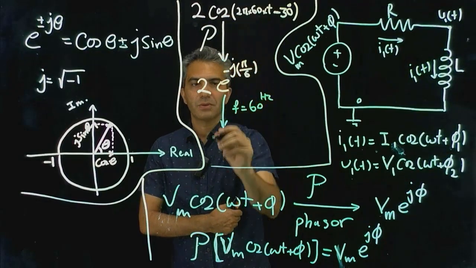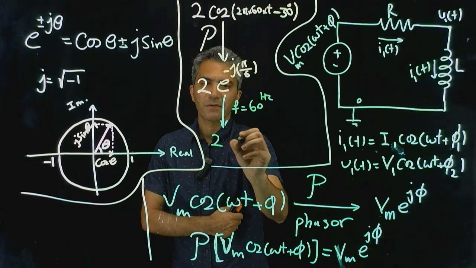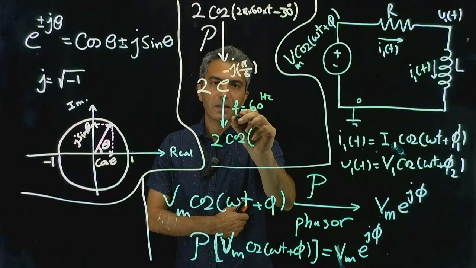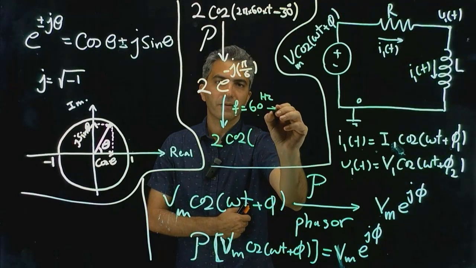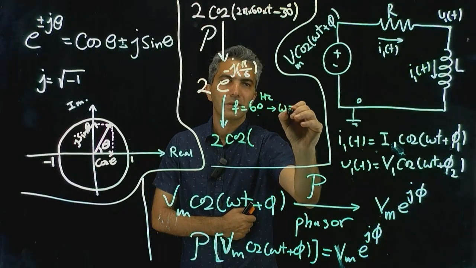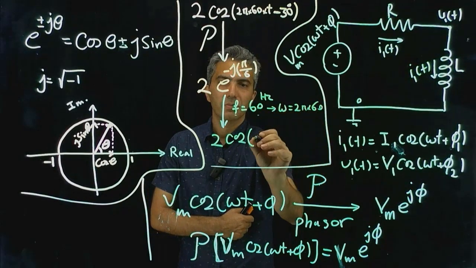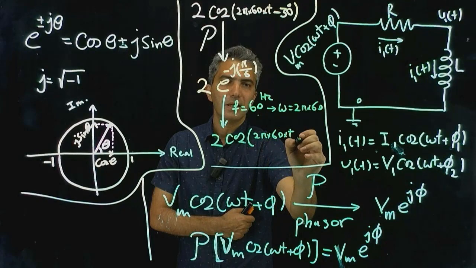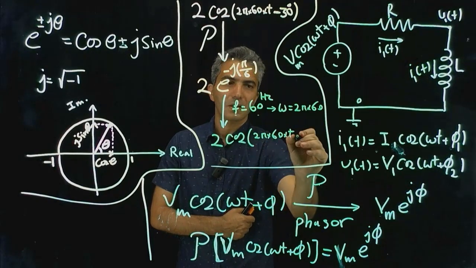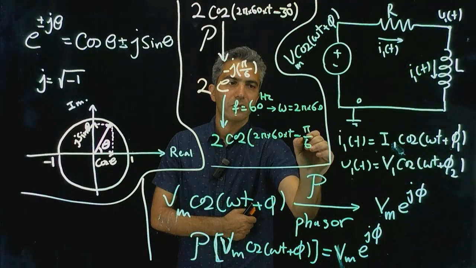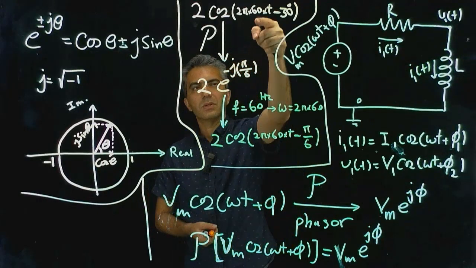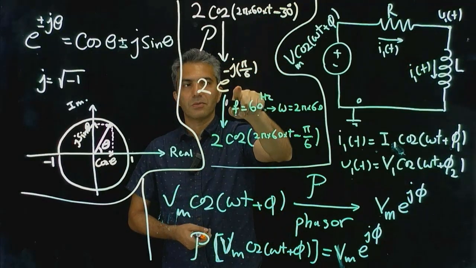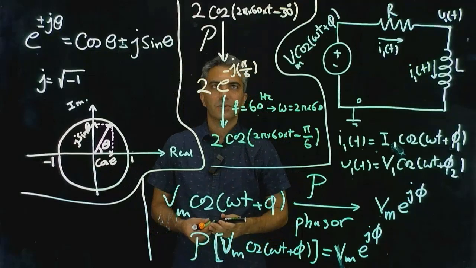So when you go back to the time domain, again, the magnitude is preserved, the signal is in the form of cosine, and then omega, equivalent to 60 hertz, is 2 pi times 60. So you put that here, 2 pi times 60 times t, the time, and then the phase, and you can see the phase right there, minus pi over 6. So one time you go from the time domain to the phasor domain, and if you are given the phasor with a frequency, you can go back to the time domain.